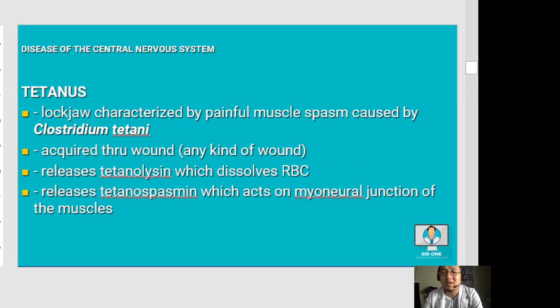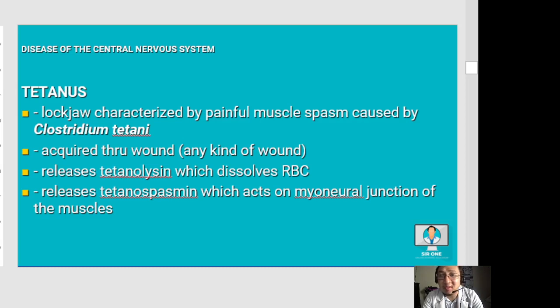Tetanus is otherwise known as lockjaw, and it is characterized by painful muscle spasms, which is caused by Clostridium tetani, also a bacteria, and this is an anaerobic bacteria, and it can be acquired through wounds. Any kind of wound, laceration, cuts, punctured wounds, as long as the object which caused the wound is contaminated.